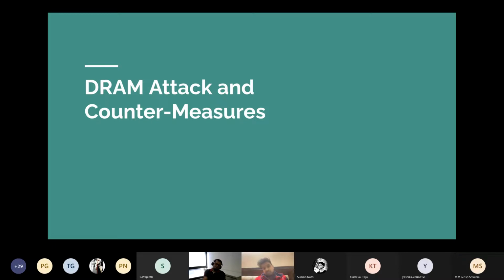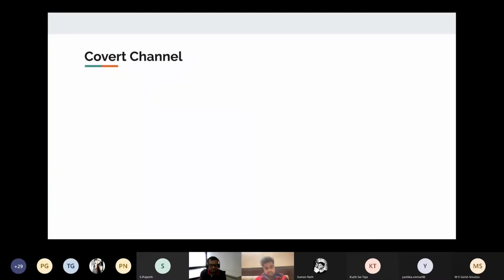Now coming to DRAM attacks using these timers. Let's just brush up on what a covert channel is.